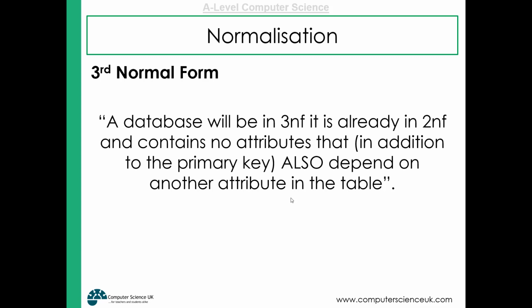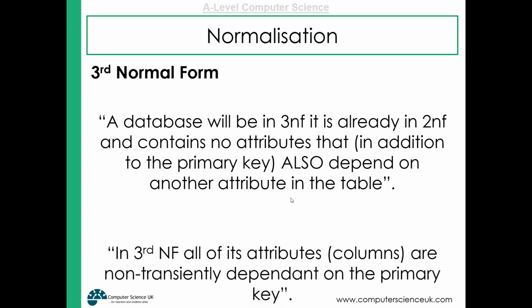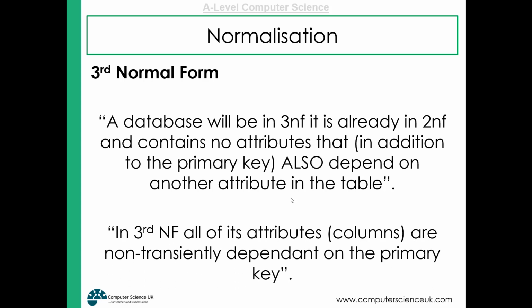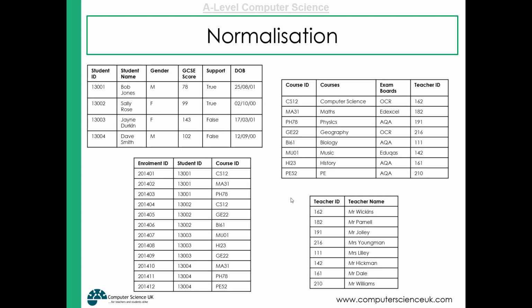Again, confusing. So let's see if we can see an example of what this actually means. And here's another definition, which is probably a little bit more confusing. In third normal form, all of its attributes are non-transiently dependent on the primary key. Let's see if we can understand what that means.